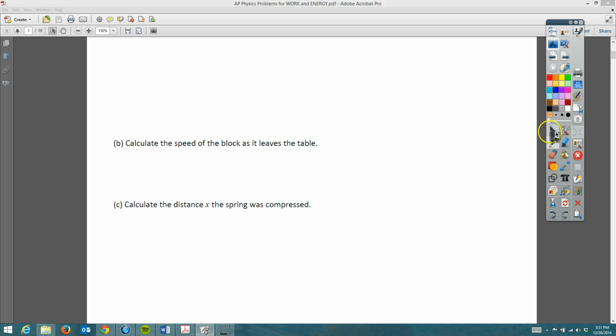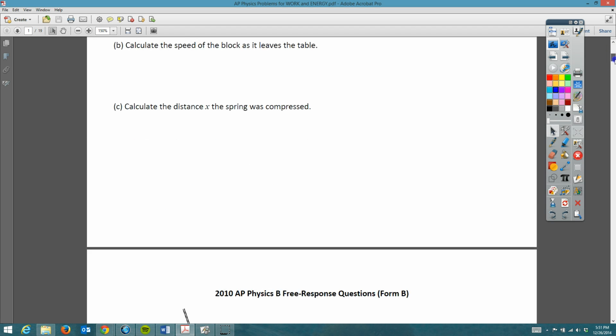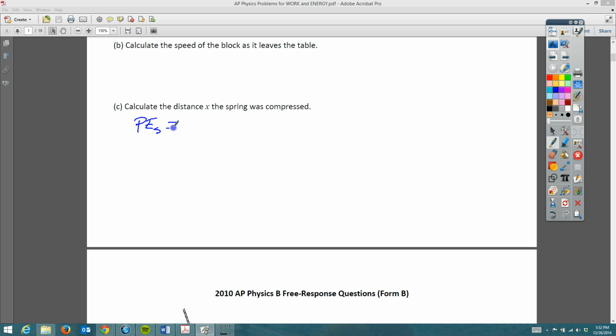The next thing they want us to figure out is to calculate the distance x the spring is compressed. To do that, we're going to go back to the equation for conservation of energy. We know that our original potential energy should be equal to our final kinetic energy. Because we have a spring, we're going to use the equation for the potential energy of a spring. Remember that is 1/2 the constant for the spring times the compression squared. And the kinetic energy here is equal to 1/2 mv squared.